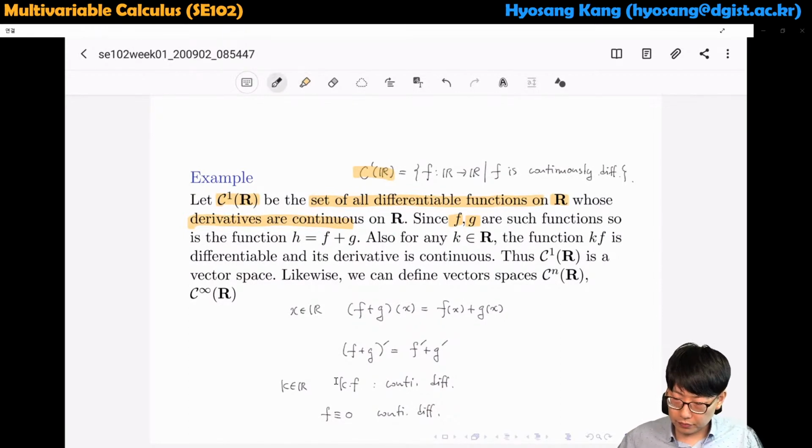Okay. You can generalize these concepts to Cn(R), where you can take the derivative n times, and then you still get a continuous function, that is called a Cn function, and so on. So unlike the set of n-tuples of numbers, this kind of vector space is infinite dimensional. You don't have a finite dimension. It's infinite.